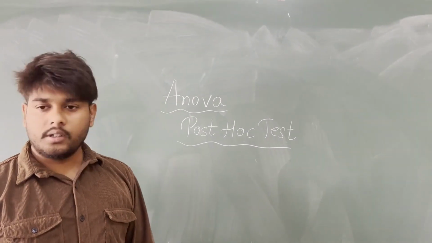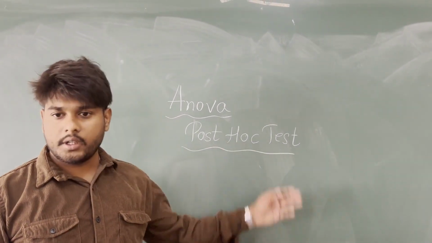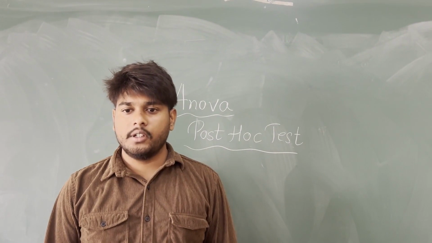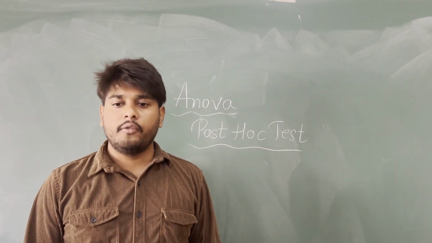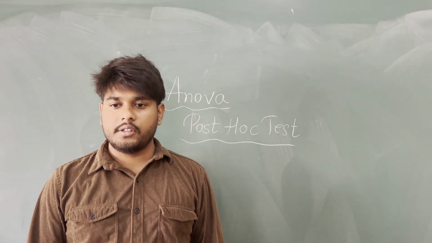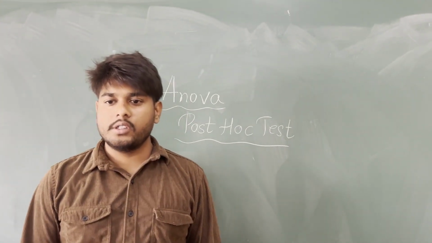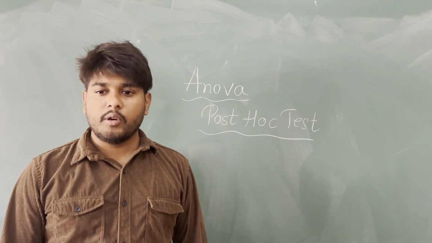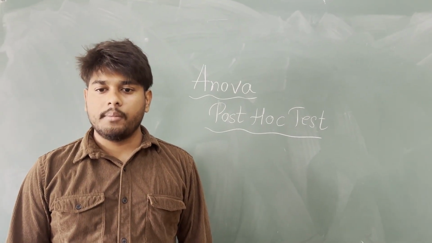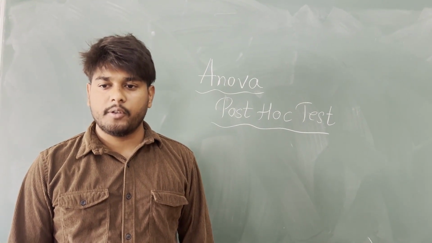So my topic is different types of post hoc tests. There are generally three types: Tukey's honestly significant difference, which is also known as HSD, Bonferroni correction, and Scheffe's test. So the first topic is Tukey's honestly significant difference test. It compares all possible pairs of means to determine the pairs that are significantly different from each other.